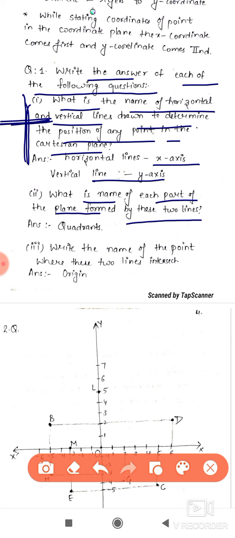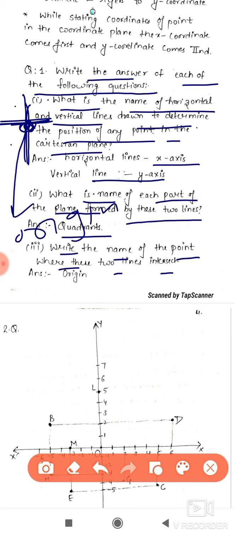What is the name of each part of the plane formed by these two lines? When these two lines intersect each other at a point, then these four parts are known as quadrants. Write the name of the point where these two lines intersect. These two lines are intersecting at this point and the name of this point is origin. So we have written over here origin. Fine.